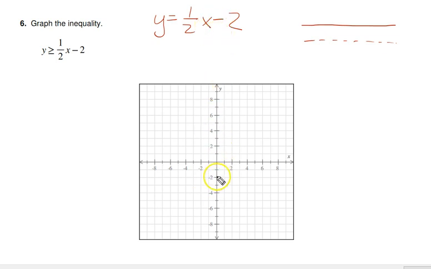So this is a -2 on our y-intercept. Our slope is 1/2, so that means we're going to go over 2, up 1. And I can put in some more points, over 2, up 1. There's my x-intercept, over 2, up 1. So this will be my line here.